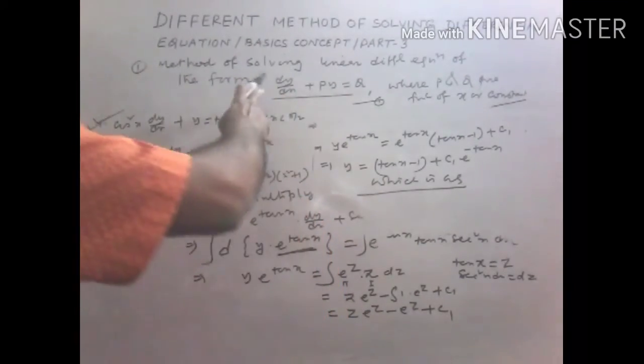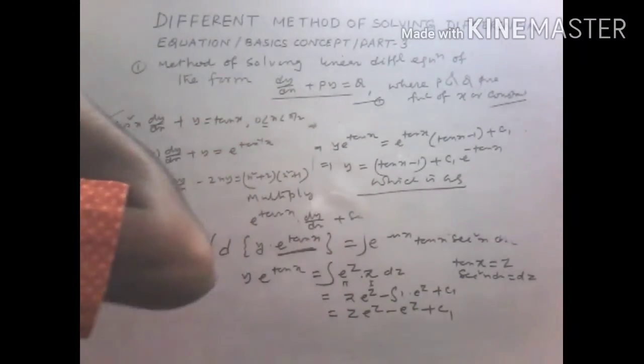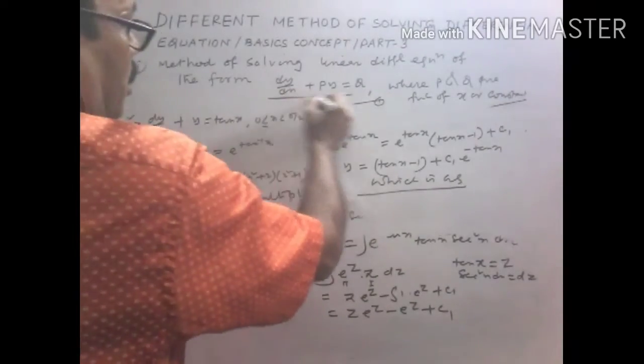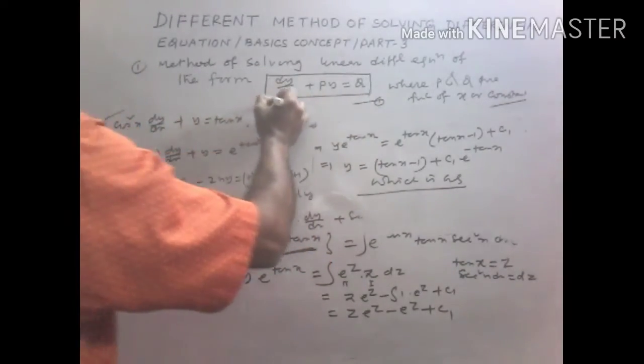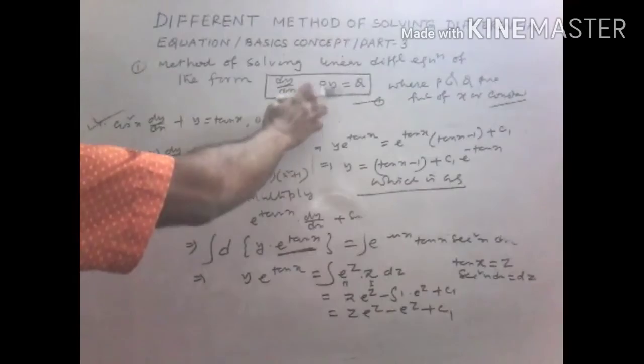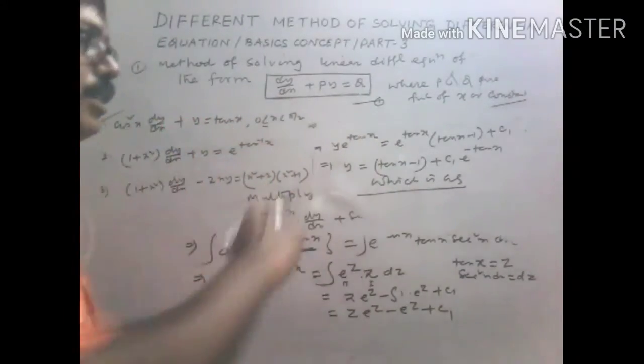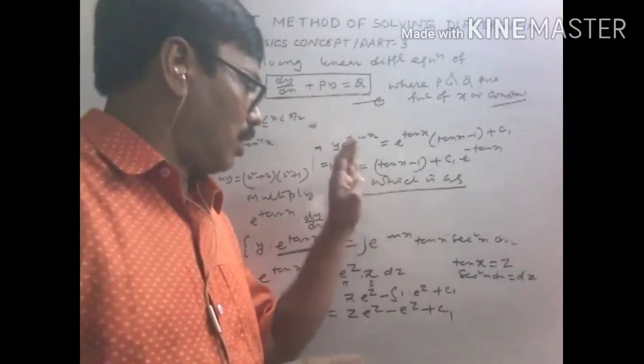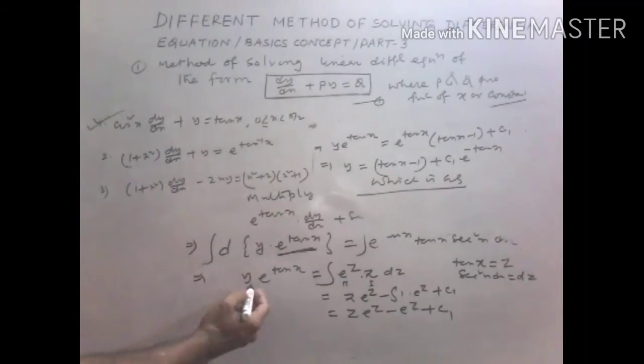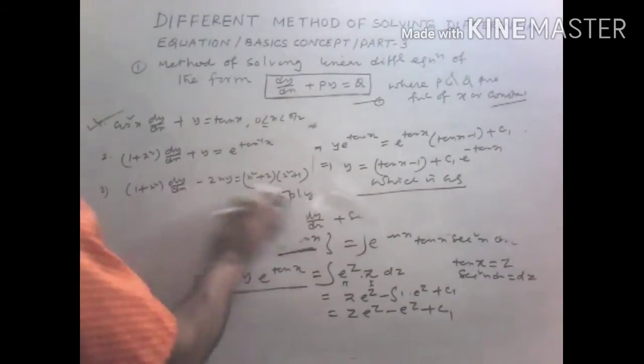So this is the rule of solving a linear differential equation of this form. If the differential equation is of the form dy/dx plus py equals q, we find the integrating factor. Then multiplying by the integrating factor, the left hand side is y into the integrating factor. Then integrate the right hand side.